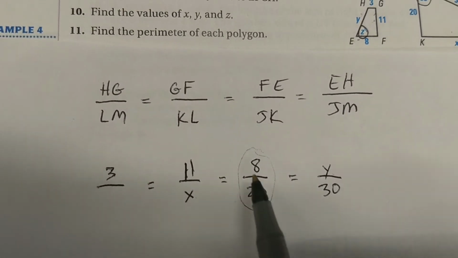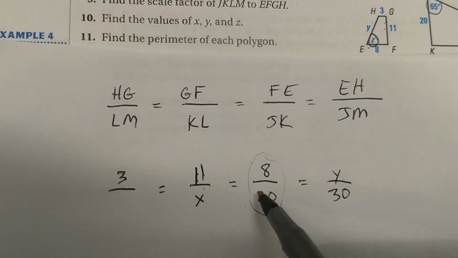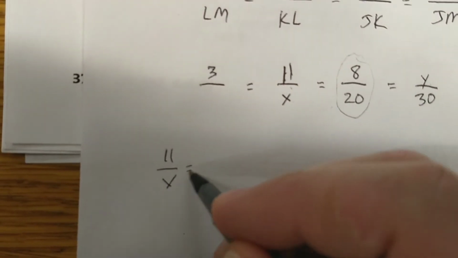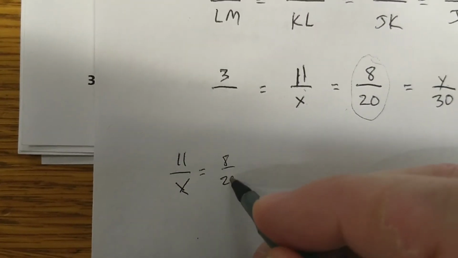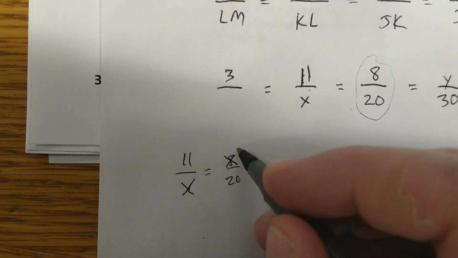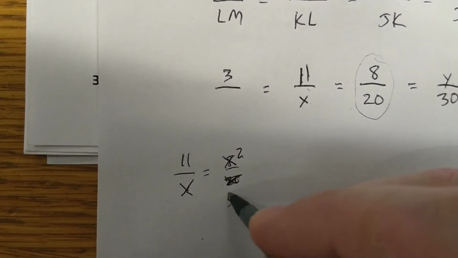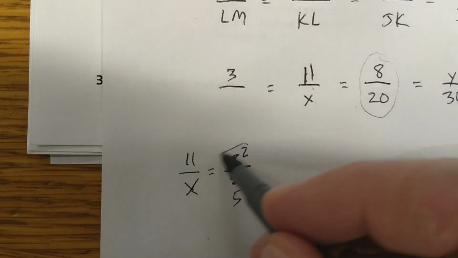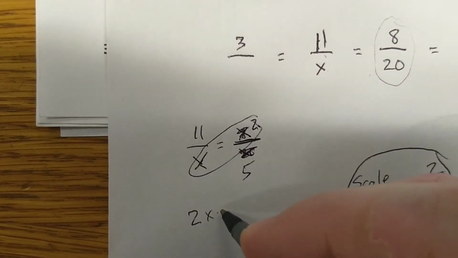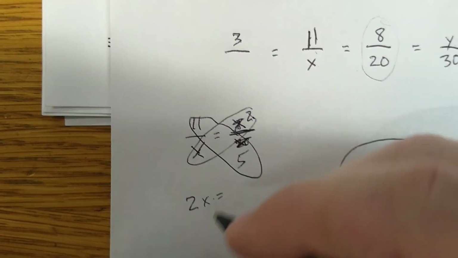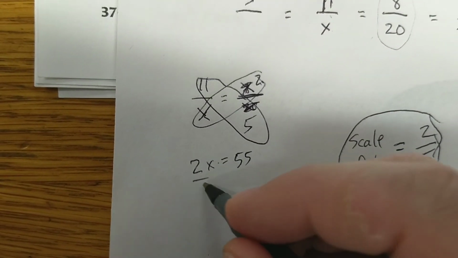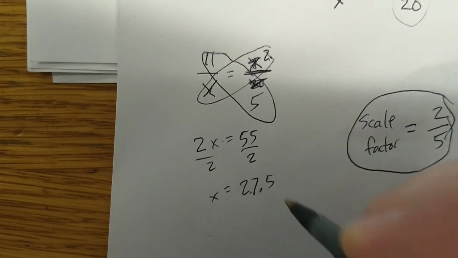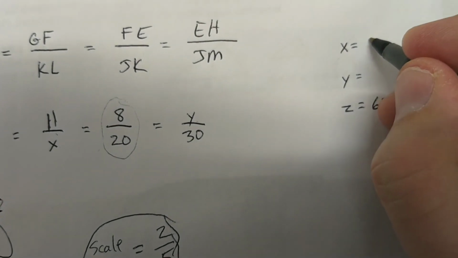So first I'm going to use just this ratio and this ratio. 11 over X is the same as 8/20. And again, if it were up to me, I would simplify that and call it 2/5. Okay, 11 over x equals 2/5. Now I've got a proportion and I can just cross multiply. There's 2x. It should be equal to 55. When we divide both sides by 2, x has to be 27.5. List that up here, 27.5.